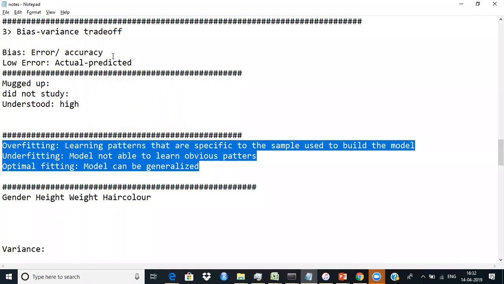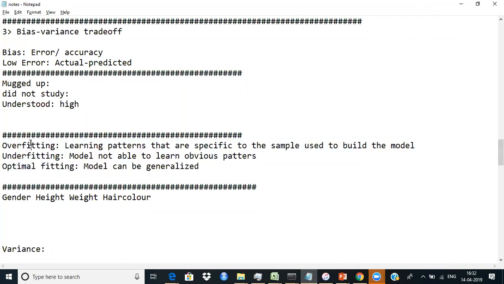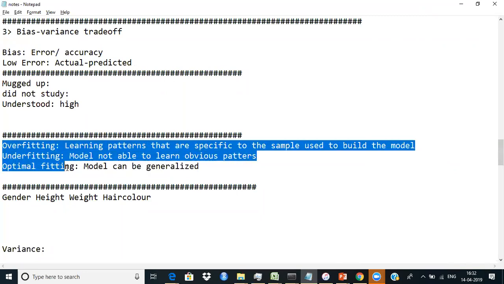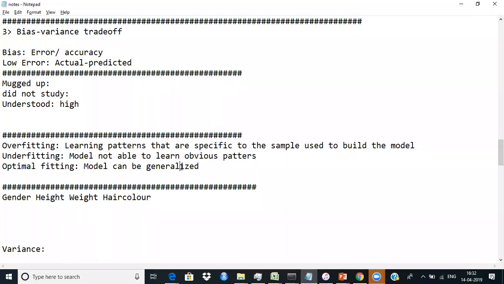Now, coming back to the bias variance trade-off. What is bias? Error, right? What is variance? We'll talk about that. Now, out of these 3 things, where do you want your model to be in? Optimal fitting. So when you have optimal fitting, your model should have low bias in the data that you use to develop the model, as well as low bias in the data outside that data, right? Okay. Now, how do we measure whether a model is overfitting, underfitting, or it has fit optimally? How do we measure that?